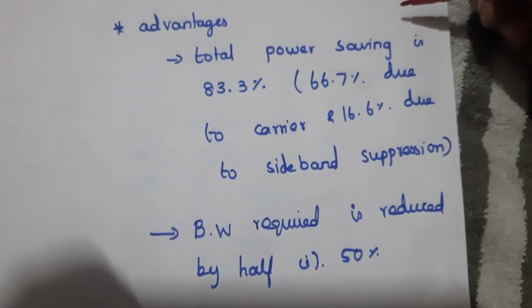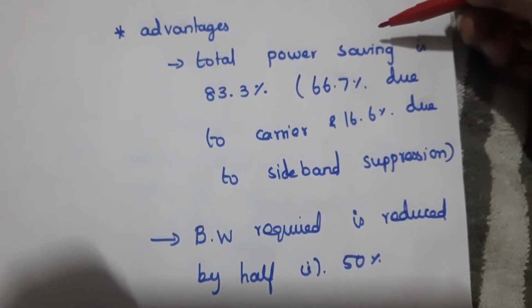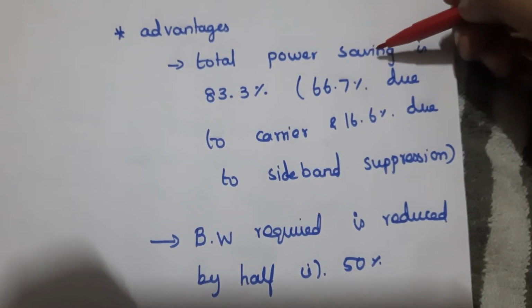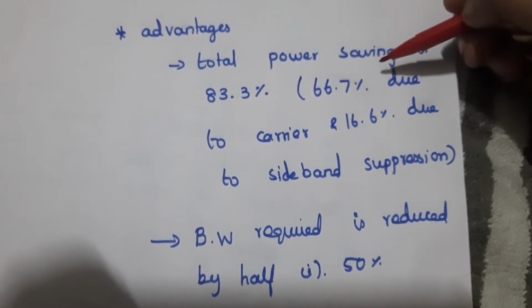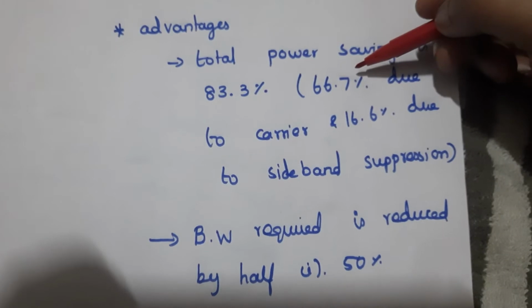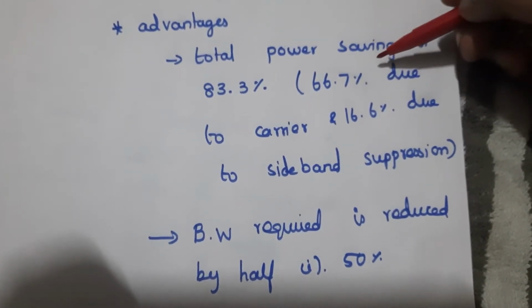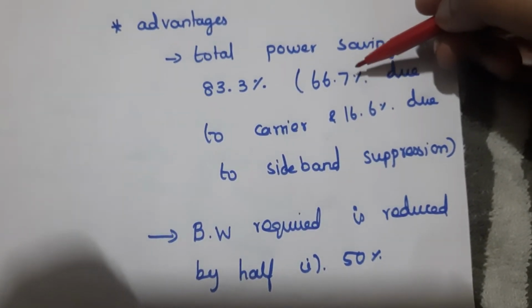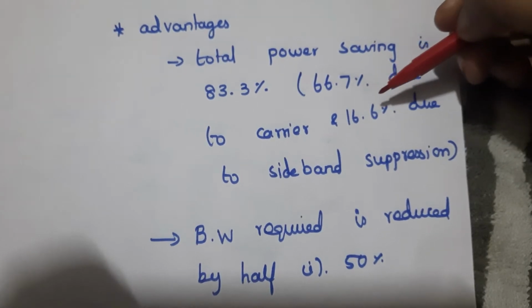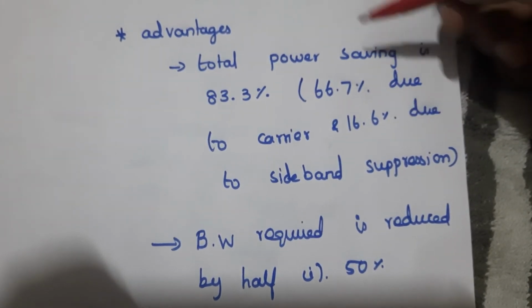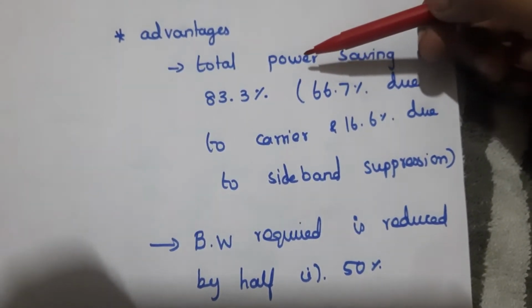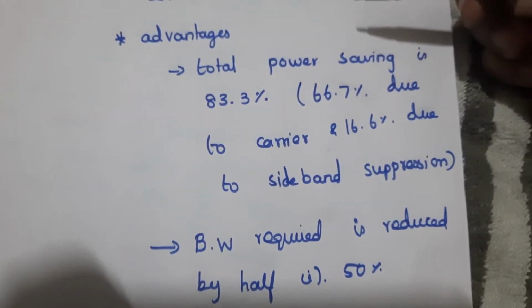So the total power saving here is 83.3%: 66.7% due to the carrier, which is the power saving in the DSB method from eliminating the carrier, and 16.6% due to one sideband suppression. So totally it has 83.3% power saving.